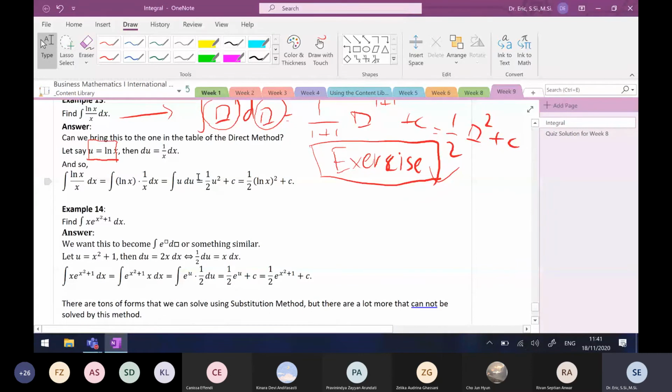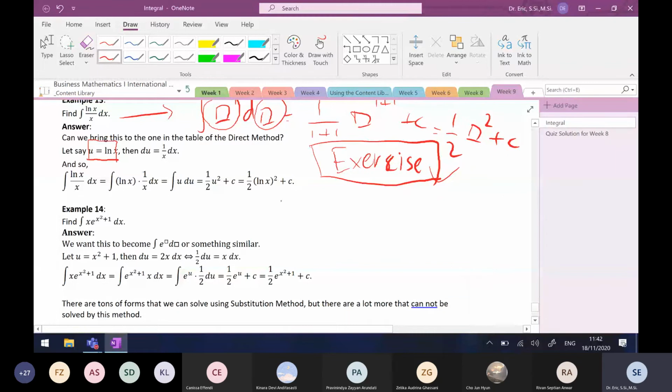So integral u du. You can use the direct method. This is just a half times u to the power of 2 plus a constant. Don't forget the constant. Don't forget, the problem is in variable x, so you have to change this back into variable x. What is u? u is ln x. So you can change this to a half (ln x) squared plus a constant.